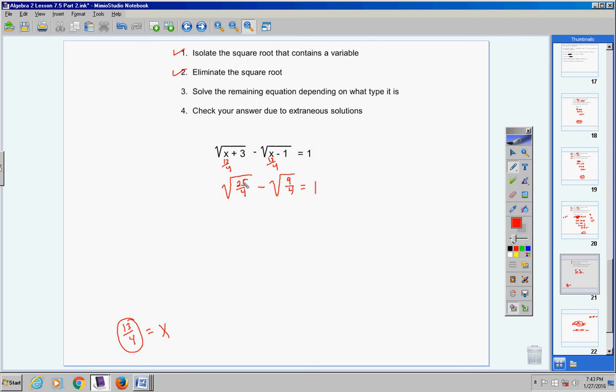The square root of 25 fourths would be, well, the square root of 25 is 5. The square root of 4 is 2, so 5 halves. The square root of 9/4, well, the square root of 9 is 3, and the square root of 4 is 2. And now if you take 5 halves minus 3 halves, you will get 2 halves, which is the same thing as 1. So it does check. Alright, let's continue on.